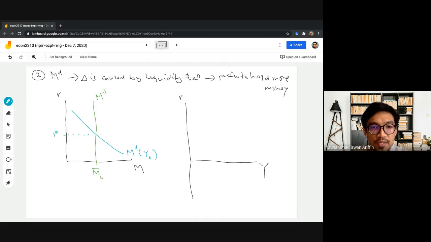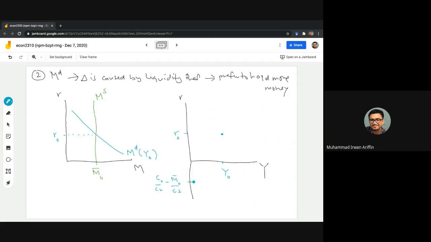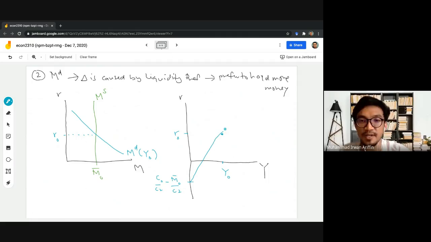So this would be the equilibrium interest rate, which would also be the same in the LM curve. Let's say this is our original Y0. And remember the intercept of our LM curve, which would be negative C2 minus M bar 0 divided by C2. This is the intercept of our LM curve, and I need to draw a straight line which crosses it. So this is the initial setup of our analysis.